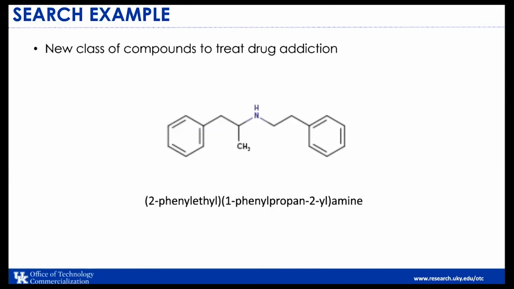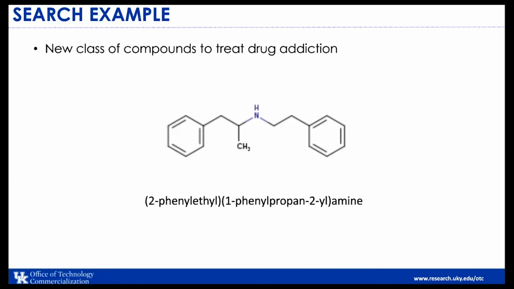So here's one. This would be for a new class of compounds to treat drug addiction. The researcher in this example provides us with a chemical structure and then the name of the structure, 2-phenylethyl 1-phenylpropane toluamine. Yes, I do have a chemistry background, but saying words like that still intimidates me.